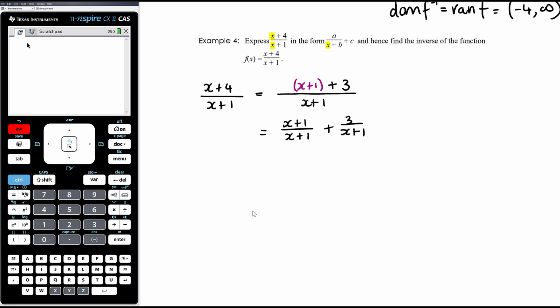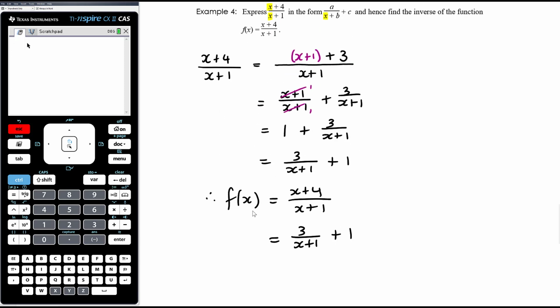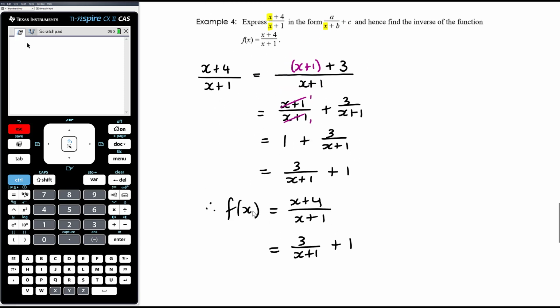And the advantage here is that in this fraction, the denominator and numerator cancel out to leave 1 over 1, which is 1, plus 3 over x plus 1. So let's just mirror the form that we were asked for. So it is 3 over x plus 1 plus 1. Okay. So what we've now learnt is that f of x, which is equal to x plus 4 over x plus 1, is also equal to 3 over x plus 1 plus 1, which is going to be a much more helpful form with which to find the inverse, which is the second part of the function.